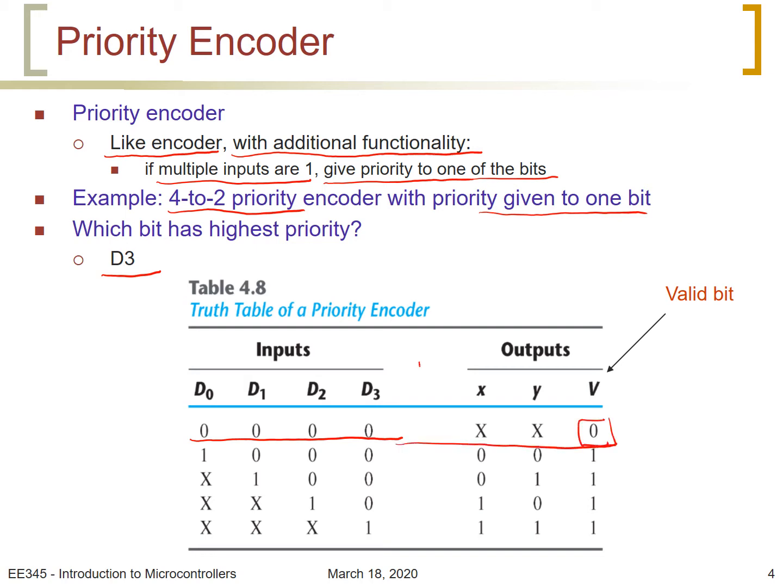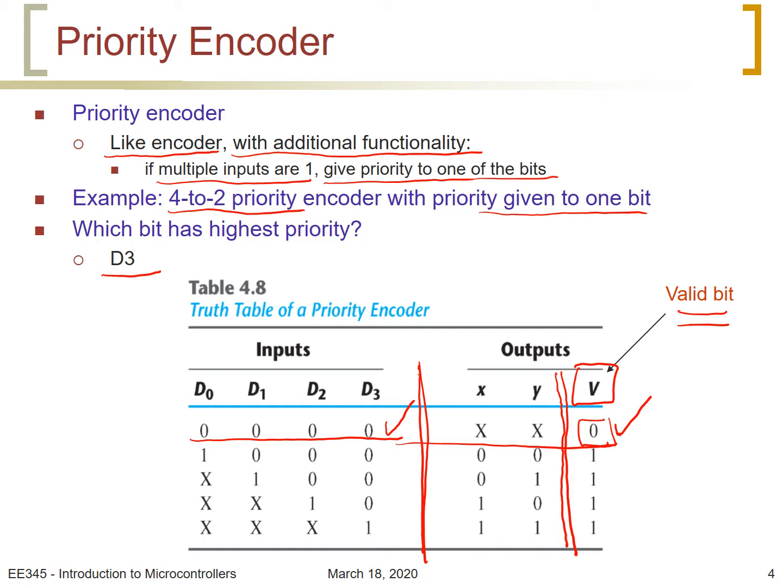So we have 4 data inputs, D0, D1, D2, D3, and 2 data outputs, which are X and Y, which will be the code of the input, and we will have an additional output now, which we call a validity bit. This additional output indicates whether the input is valid or not valid. So if all the inputs are zeros, as we can see in this row here, we say that the output is not valid. So validity is 0.